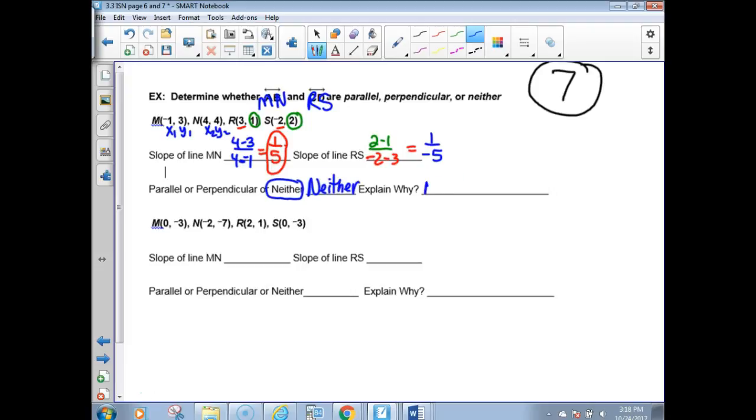Why? Well, the slopes, I'm going to explain. You're going to have to say why. Okay, so slopes are not equal. And not negative reciprocals. They're neither one. You got to say they're not equal and they're not negative reciprocals when it's neither.